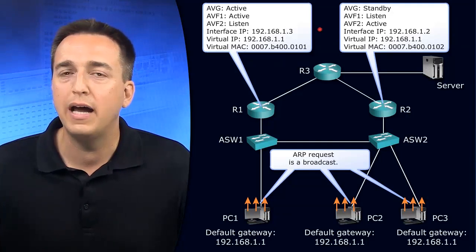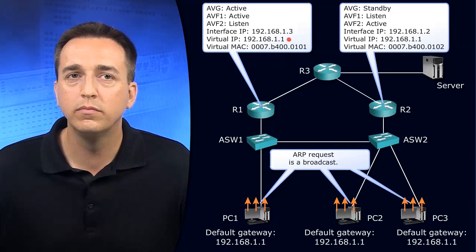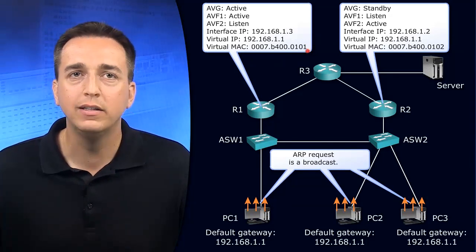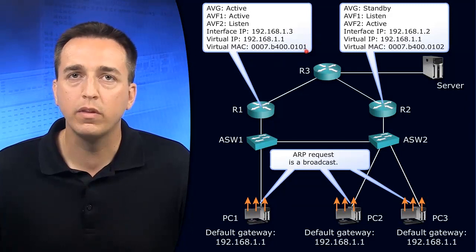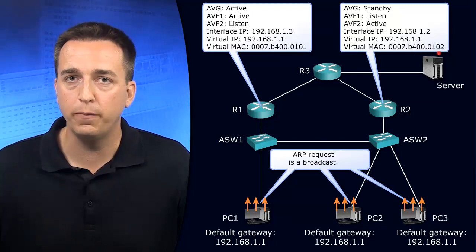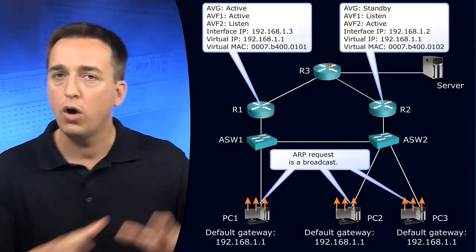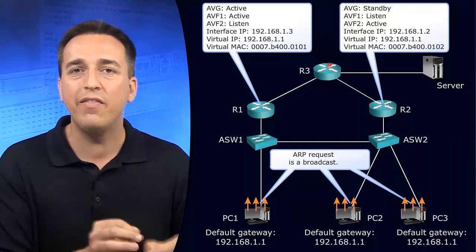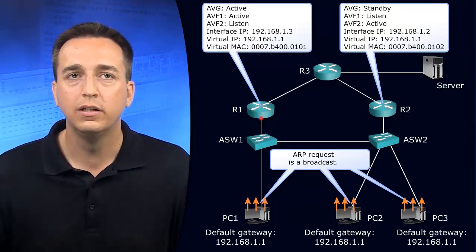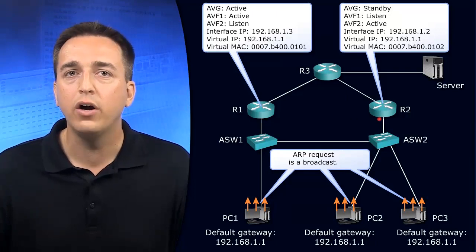The virtual IP address that is being utilized in the topology is 192.168.1.1, and the virtual MAC address for AVF1 ends in 01, and the virtual MAC address for AVF2 ends in 02. So when the GLBP process started on R1 and R2, R1 was elected the AVG, and then it handed out these virtual MAC addresses to its own interface and R2.